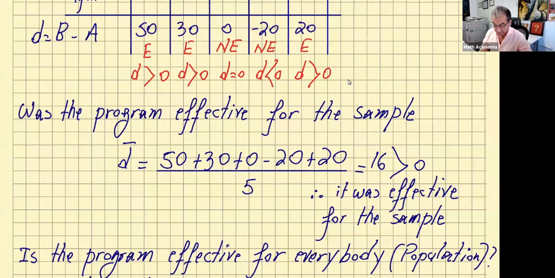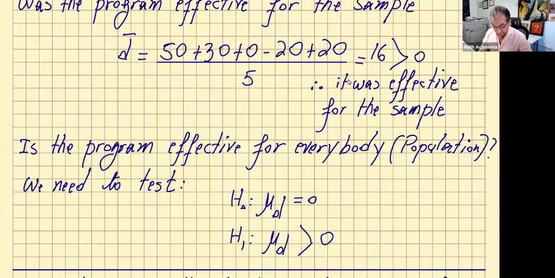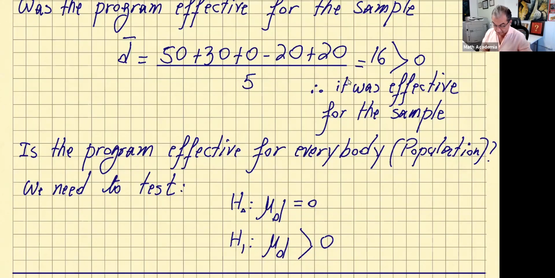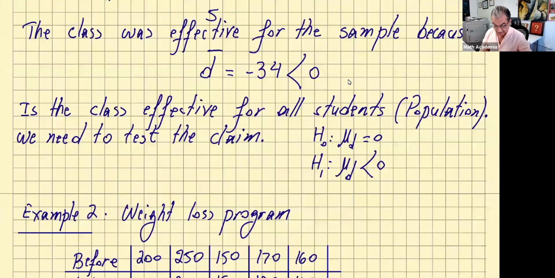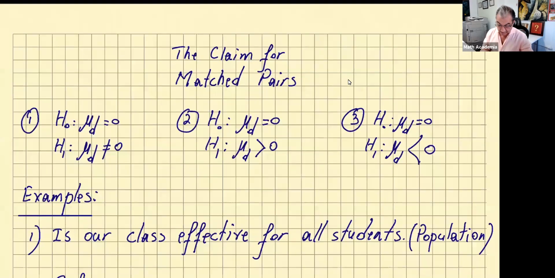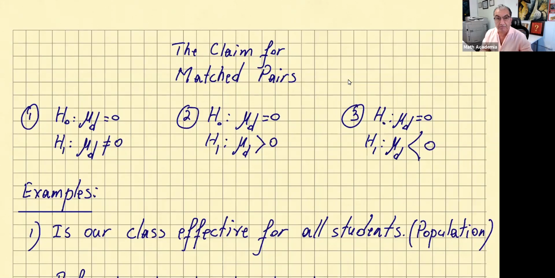For the population, we can't calculate, so we're going to test. Don't forget, from sample to population, we always test. So we have to write the claim if we want to test it. So H0: mu sub t equals 0. In this case, let's go back to our 3 tests. I want to show that the population mean is positive, or if I can show enough evidence that the population mean will be positive, then it's effective. So this is the right claim to pick.